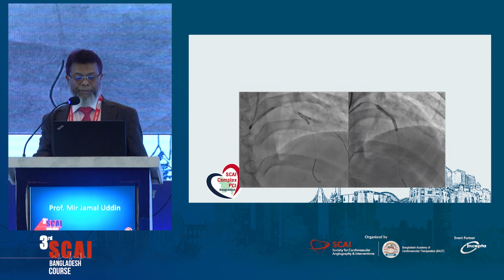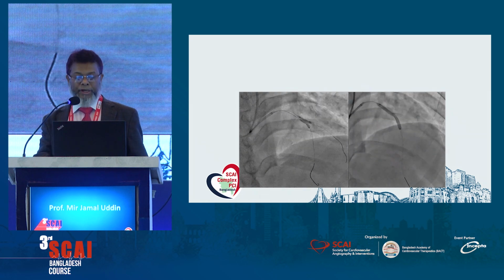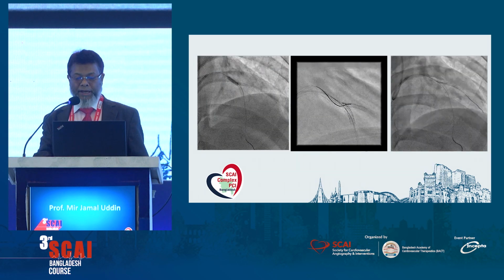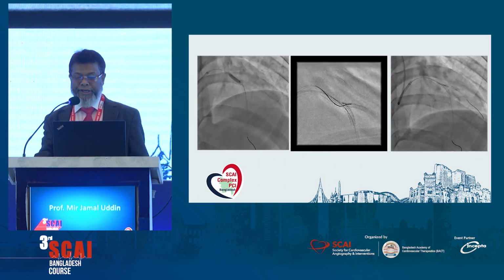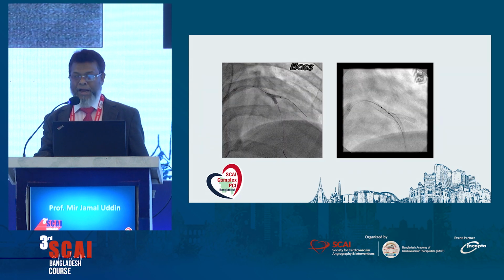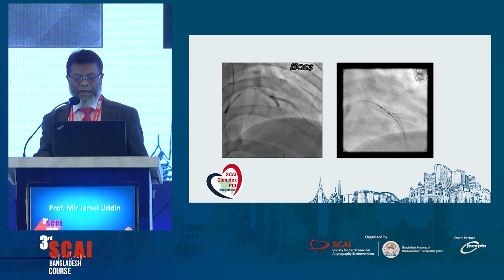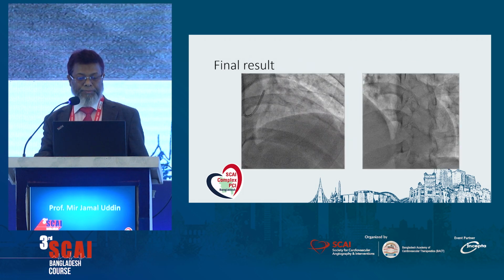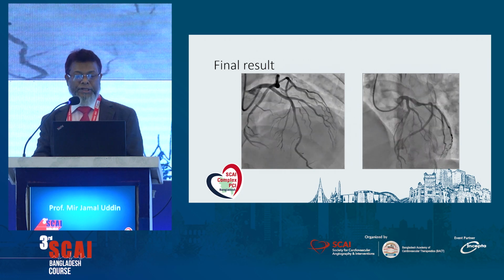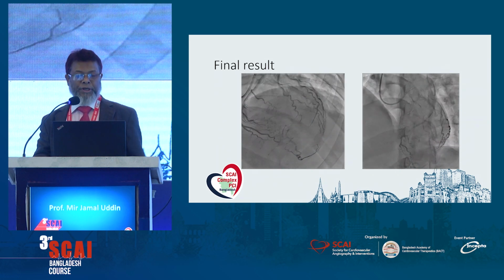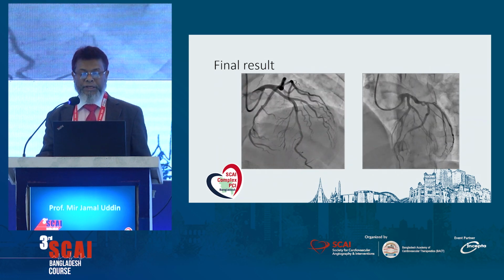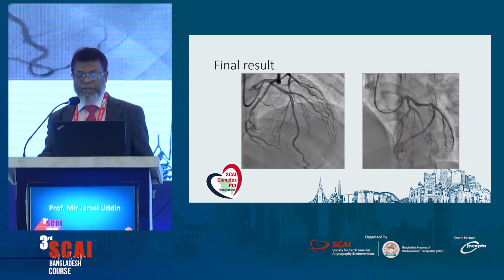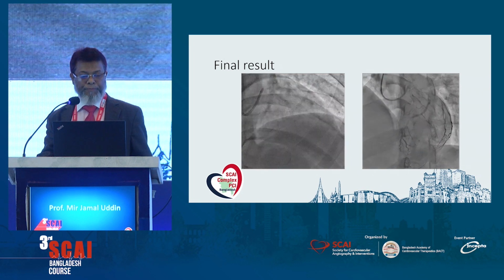After deploying the main branch stent, we recross the wire and do the first kiss, and then recross the side branch once again, and this is the second kiss, and after the second kiss we do POT. On the left panel you see the epicardial view, both the vessels LAD and diagonal well preserved, and the result is very good and appreciable.